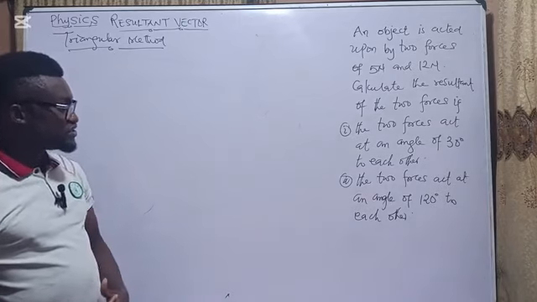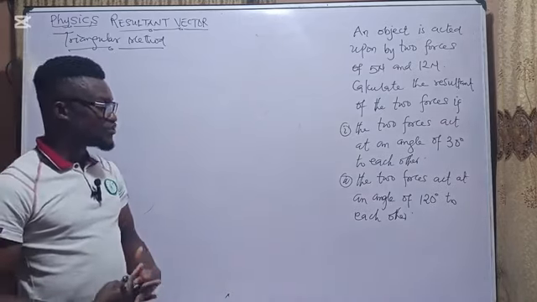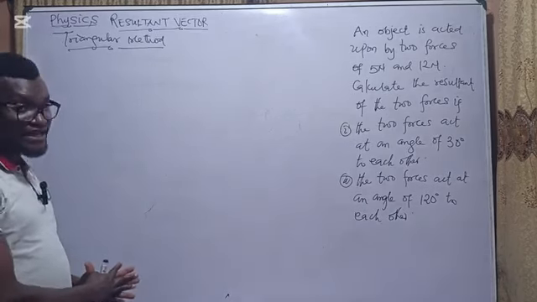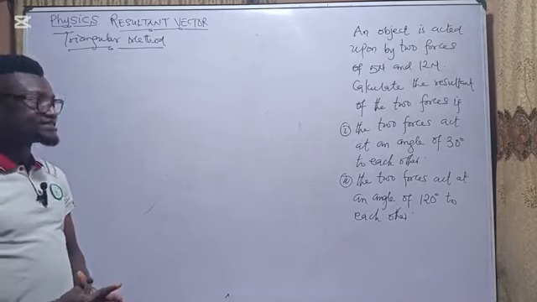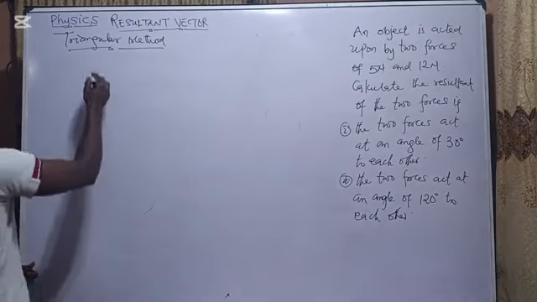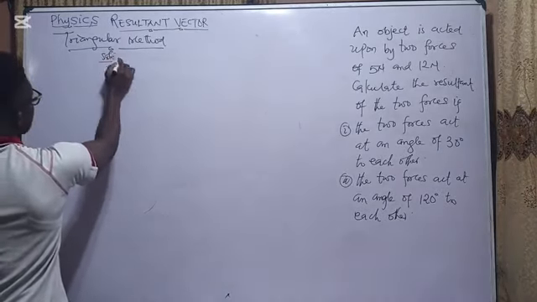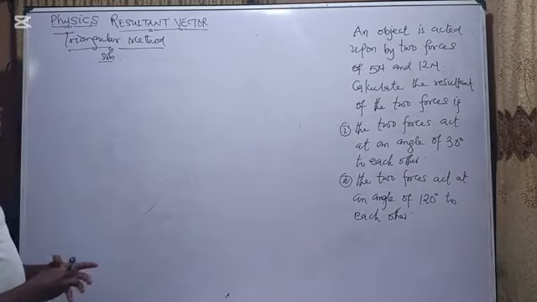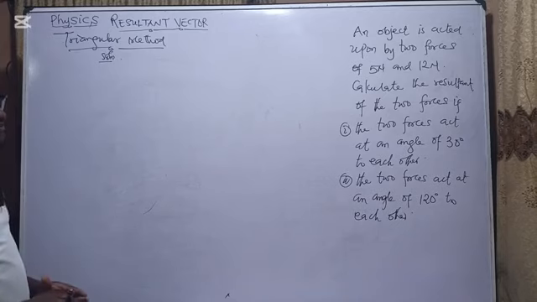Then 2, the two forces act at an angle of 120 degrees to each other. So I'm going to solve one, then you try the second exercise, now using the triangular method. Solution: an object is acted upon by two forces of 5 Newton and 12 Newton. Calculate the resultant of the two forces.